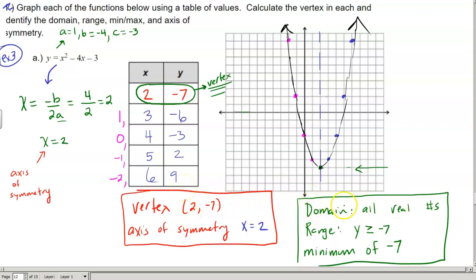The domain is never going to change for these types of functions because in a quadratic equation, you can plug in any number that you want. So the domain is going to remain consistent at all real numbers. But the range is going to be based off of the low or the high point of the graph, and it's either going to be greater than because we're graphing everything above it, or it could be less than or equal to because we're graphing everything below it. And then a minimum value here, or a maximum value, is really, again, based off of that critical vertex point.